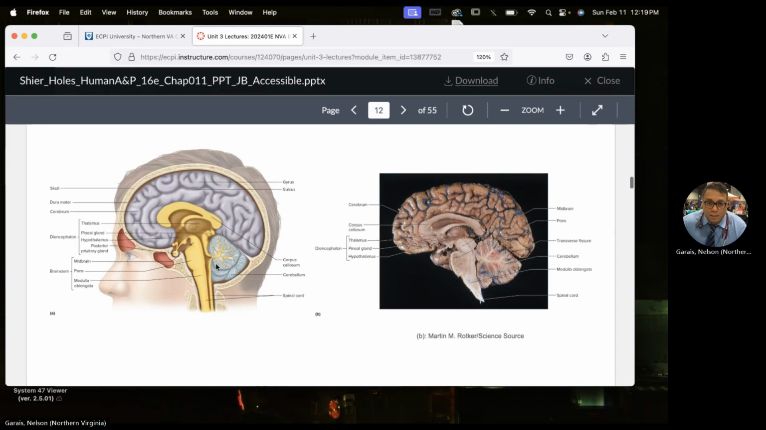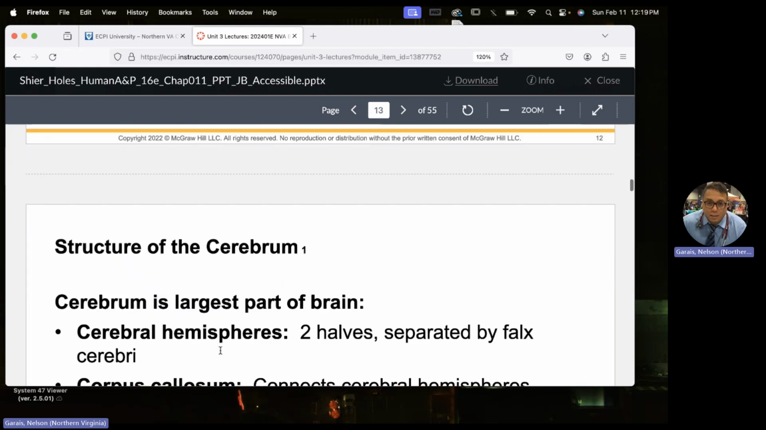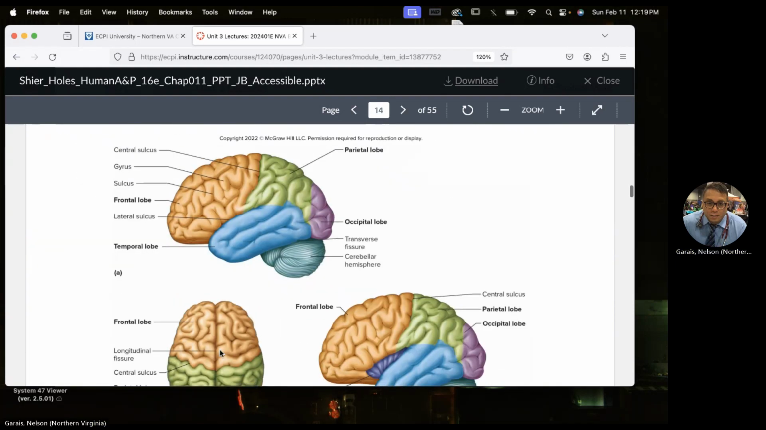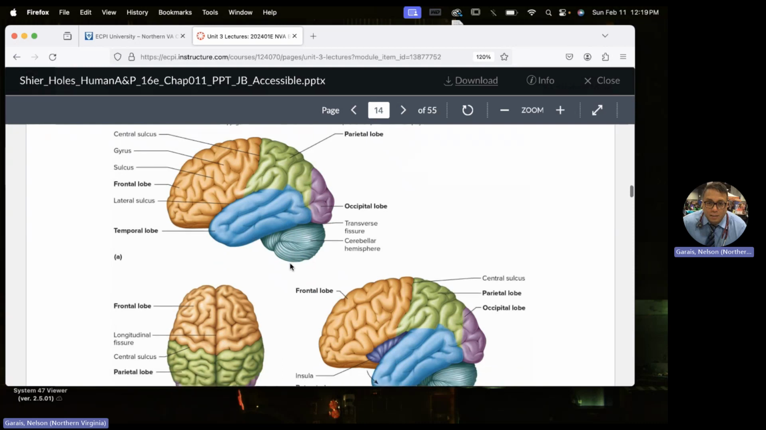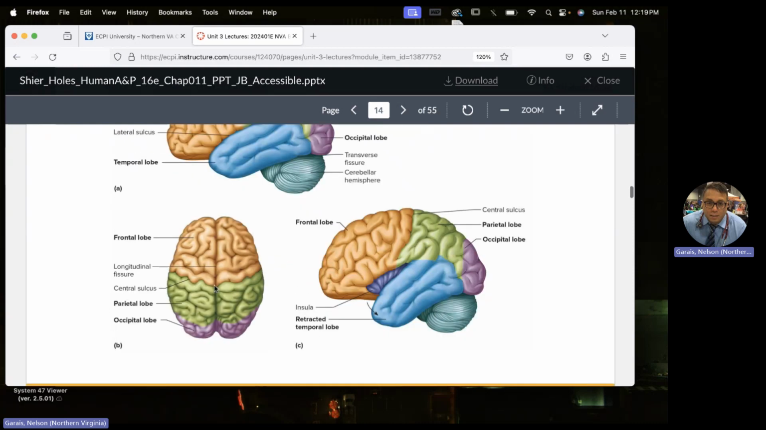Here. And they call it the arbor vitae. See how it looks like a tree? Tree of life, arbor vitae. Frontal, parietal, occipital, temporal, and your cerebellum. This is your longitudinal fissure. See how it's deeper than the sulci, right?